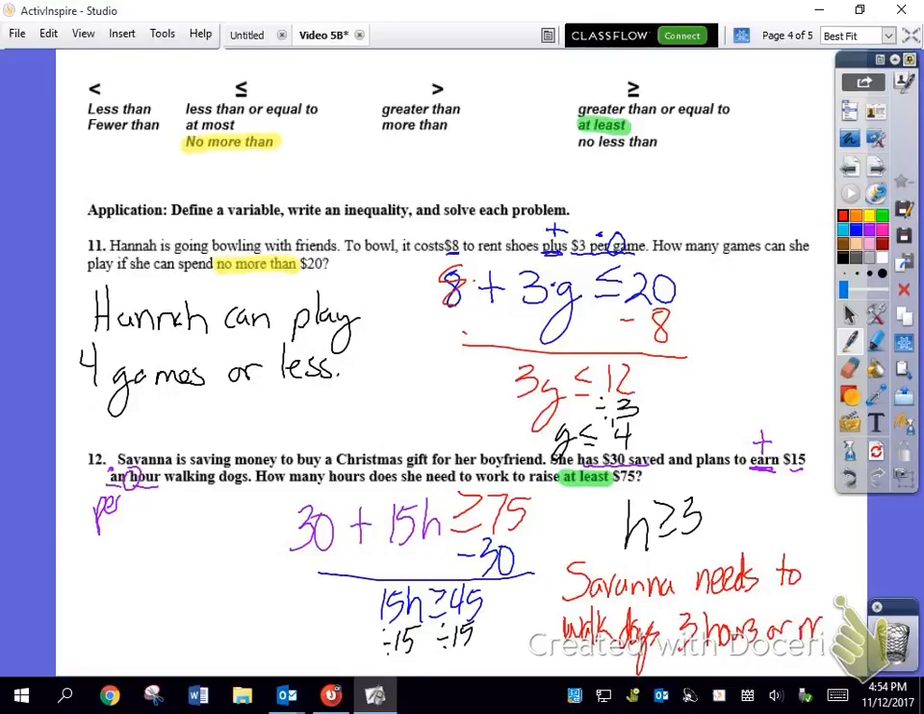So that's very, very doable. She could schedule that. You know, if she gets more than 3 hours in, she'll have more money to spend on the Christmas gift, but she wants to at least walk 3 hours.